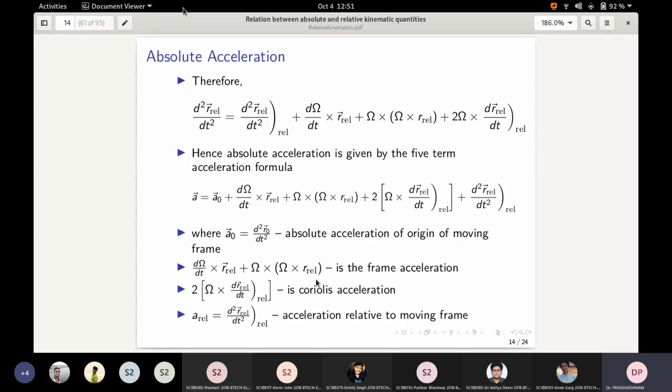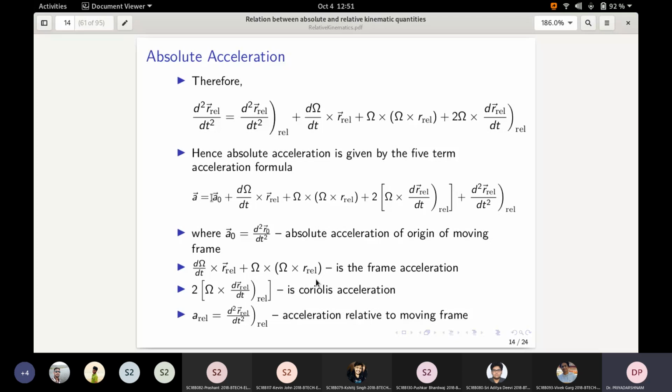So we have to associate the numbers with respect to omega and then some simplifications which we will be doing shortly. So the formula consists of the motion of the origin, that is a naught, how the acceleration is changing for the origin. Then you have d omega by dt cross RL. D omega by dt indicates the angular acceleration. In case of Earth, Earth's rotation rate is more or less constant. Therefore, this d omega by dt will be 0.